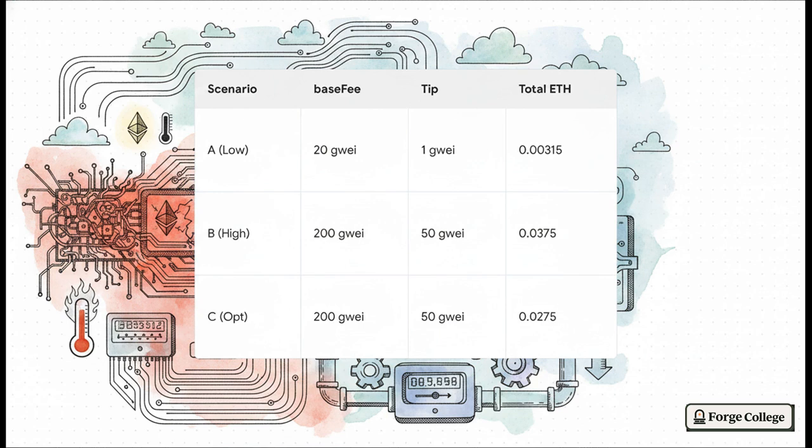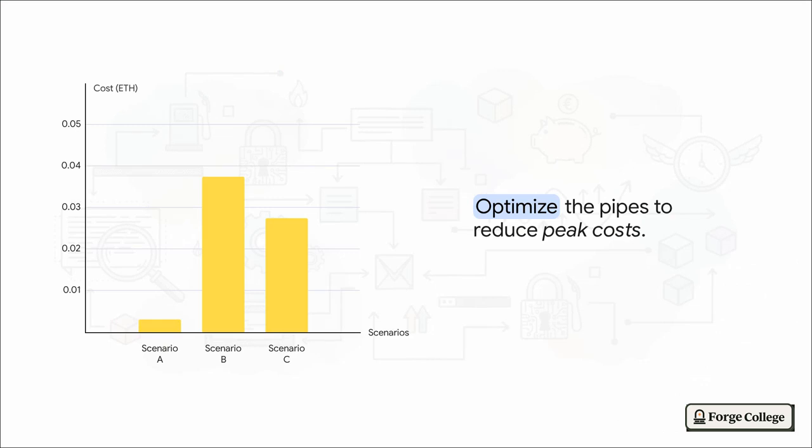Finally, scenario C. Here, we actually went in and changed the plumbing. We optimized the code, maybe cut down on storage writes, and brought our gas usage down to 110,000. Even during that exact same peak congestion from scenario B, our new cost drops down to 0.0275 ETH. When we visualize that, the impact is just undeniable. Look at that massive 10x visual jump between scenario A and scenario B.